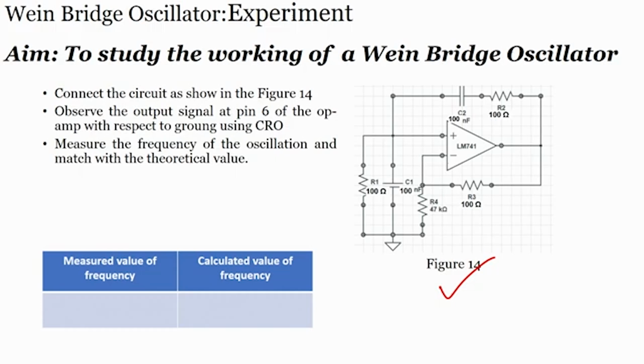We have to connect the circuit as shown here. Observe the output at pin number 6 with respect to ground, measure the frequency of oscillation and match it with the theoretical value. The theoretical value will be matched later.